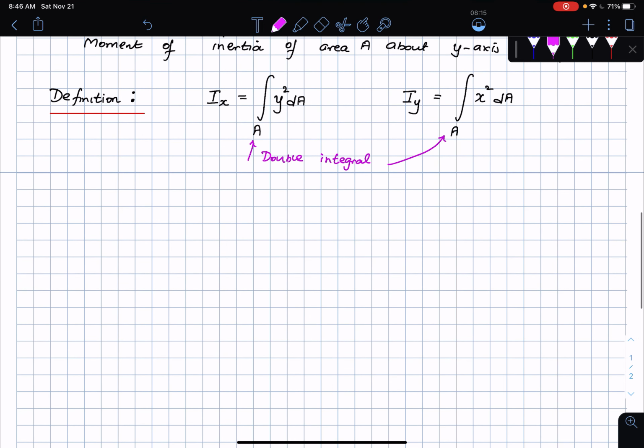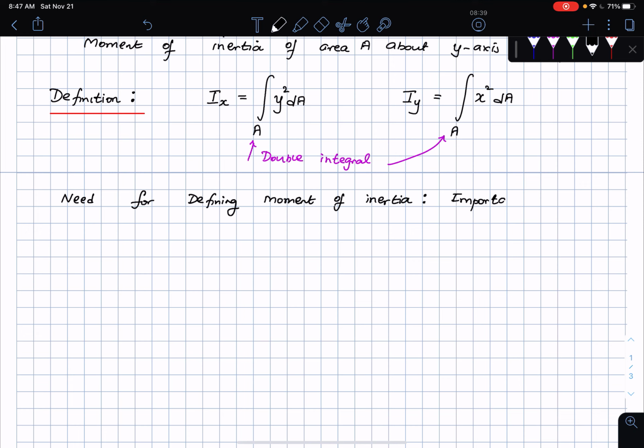And what is the need for defining the moment of inertia? This will be typically very useful from the point of view of stress analysis. So this is important from the point of view of stress analysis.